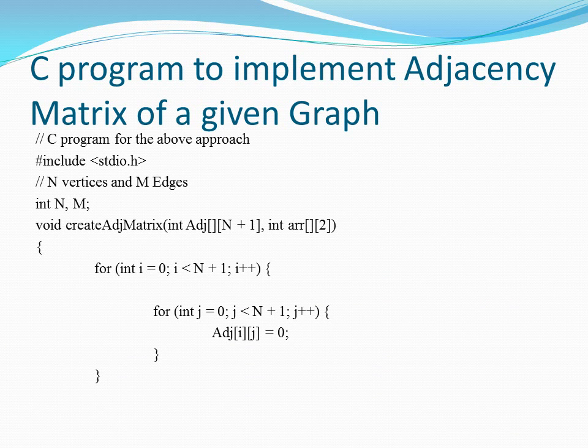First, program to implement adjacency matrix of a given graph. Here the method name is create adjacency matrix. In this we are passing two arrays as parameter: one array to store the adjacency matrix values, and one array for the input values.